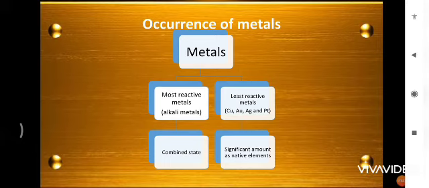And next is occurrence of metals. So based on the reactivity, metals can be classified into most reactive metal and least reactive metal. We know that all the alkali metals are most reactive, whereas copper, gold, silver and platinum are least reactive. So all the most reactive metals will exist in their combined state. It means that they can be as their oxides, sulfates, sulfides or carbonates.